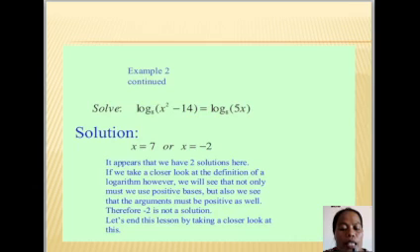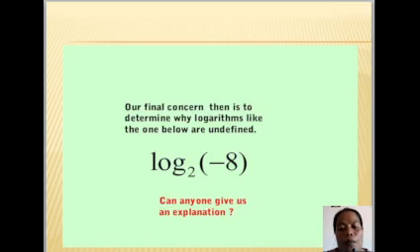If we take a closer look at the definition of a logarithm, however, we will see that not only must the bases be positive, but also the arguments must be positive as well. Therefore, negative 2 is not a solution. And we will take 7 as the solution for this. So let's end this lesson by taking a closer look at this example.